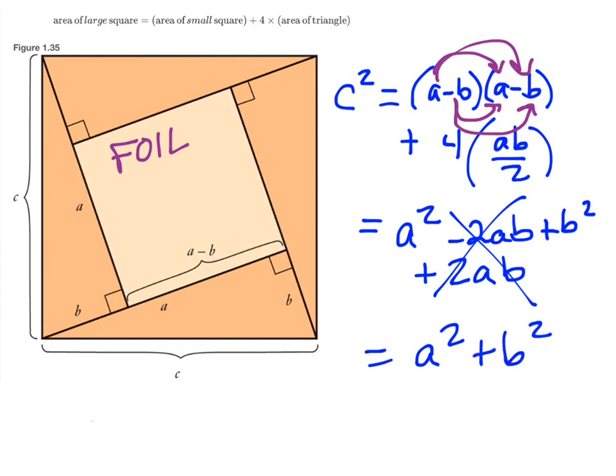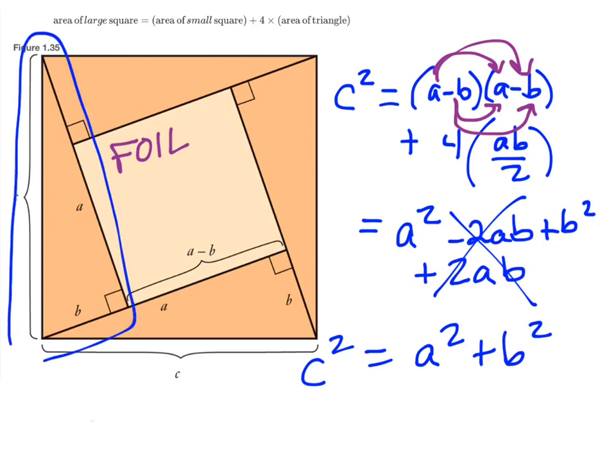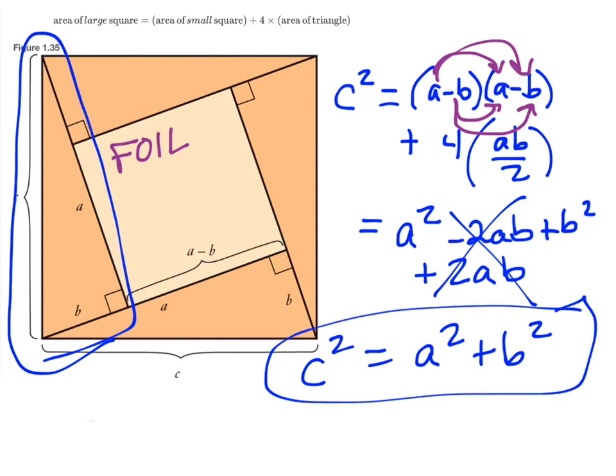And there you have it. We started with c squared, the area of the large square, and we showed that that equals a squared plus b squared. If we look back at one of these original triangles, there's that relationship that we're looking for, which is that the long side squared plus the short side squared equals the hypotenuse squared. And that's our proof of the Pythagorean theorem.